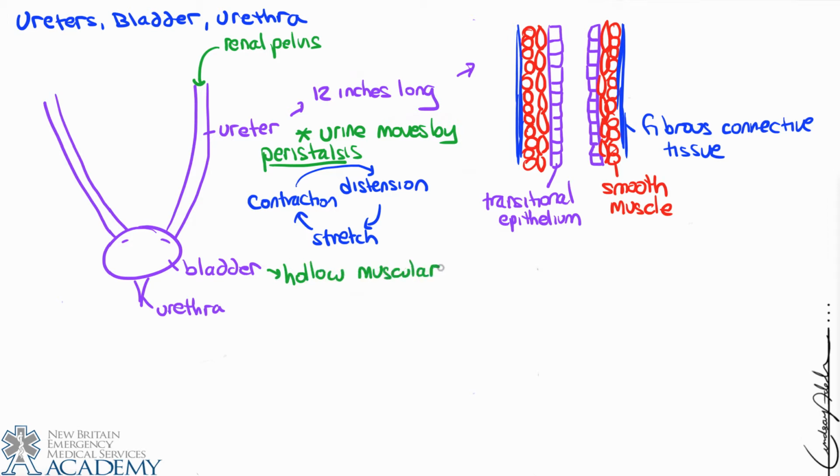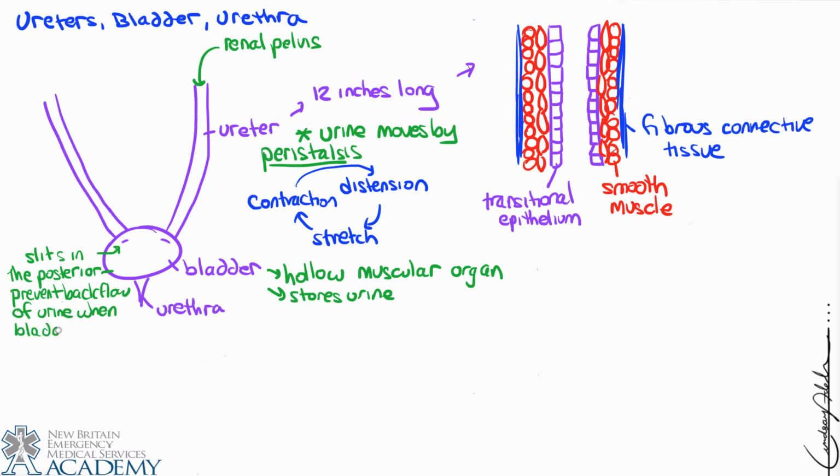So then the urine will arrive in the bladder, and the bladder is a hollow muscular organ, and it's able to store urine. That's its primary function. It typically holds about 500 mLs of urine, but in extreme circumstances it can hold up to about 1 liter. And we notice that there are some slits in the posterior of the bladder. The slits are actually the points of entry of the urine from the ureters into the bladder. Because they're closed unless the urine is pushed through them, they will prevent backflow of urine into the ureters when the bladder contracts.